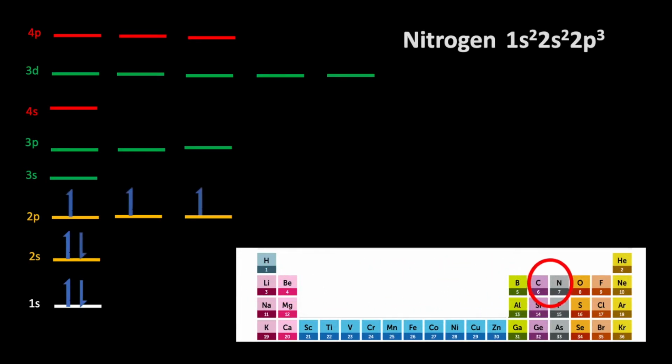Let's move along now and do nitrogen. Nitrogen's going to have a bumper 7 electrons, so we fill up that 2s as well, and then we individually occupy each 2p orbital as well. So they first of all go into separate orbitals before they pair up.